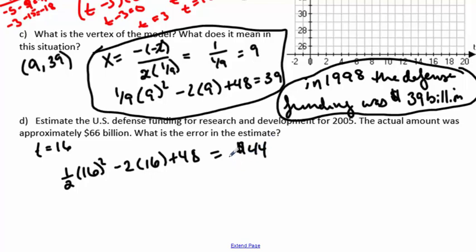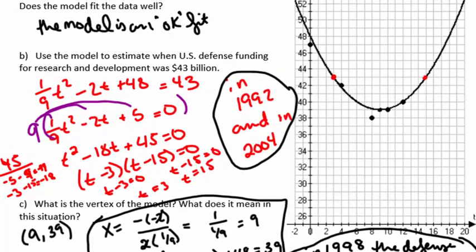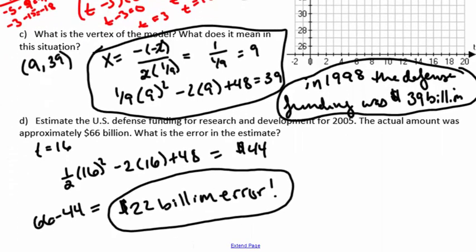And the actual amount was 66, so what's the error in the estimate? The error in the estimate is 66 minus 44. The error is 22 billion. So since the error is so large in the future, in 2005, it's just saying that this model is probably not going to be a very good indicator anymore once you're past the data set. So it's going down, it seems to be going back up, but it's not going to follow this quadratic trend and go back up as far as it was before. Okay? It's always good to know what the limit to your model is.